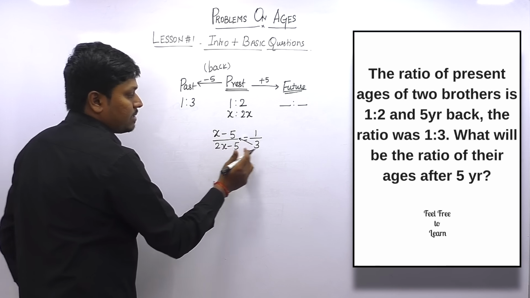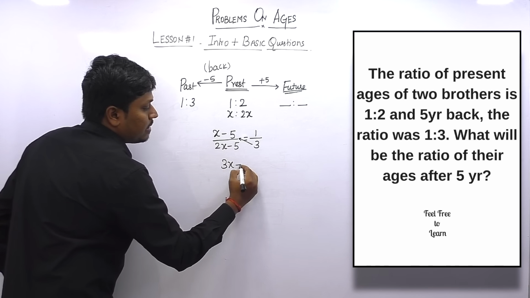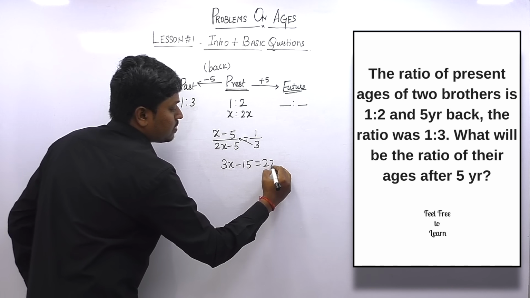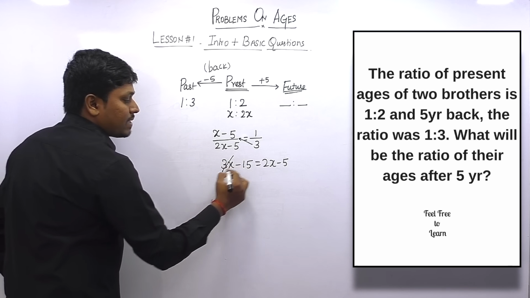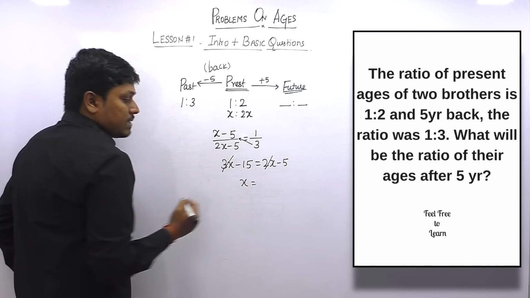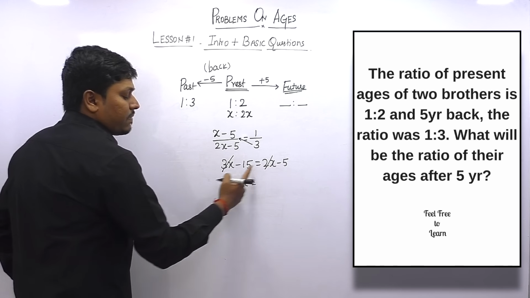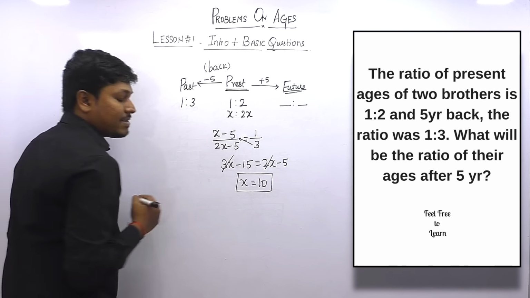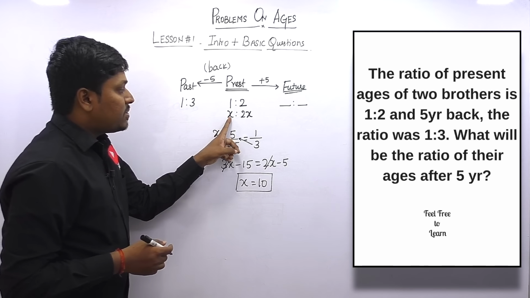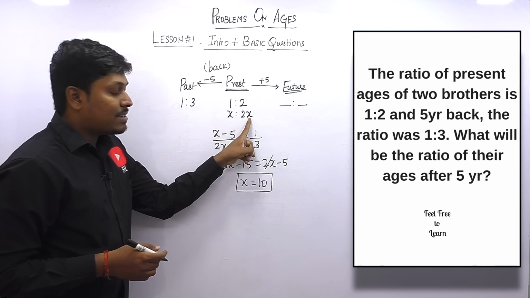Now just cross multiply. This can be written as 3x minus 15 is equal to 2x minus 5. So 3x minus 2x will be x. Similarly, this can be written as minus 5 plus 15 will be 10. So finally we got an answer. The value of x is equal to 10, right? So substitute here, x is equal to 10.